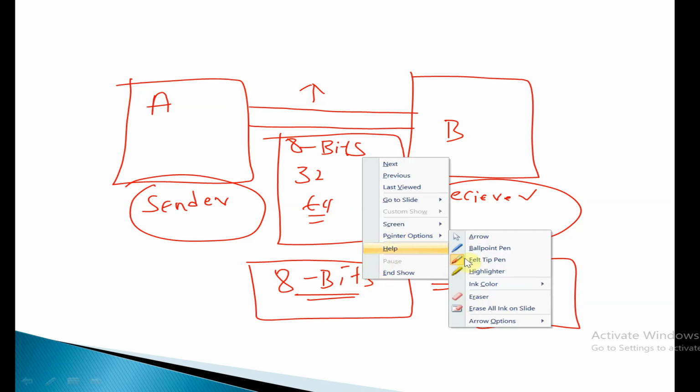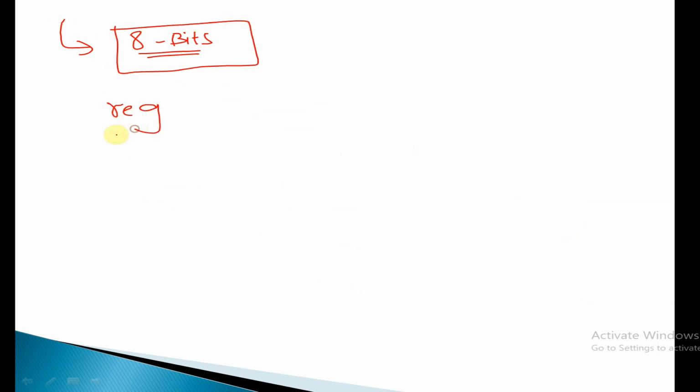Let's say our requirement is that we want to store 8 bits of data. Now what data type are we going to use? Reg data type. So we are going to use the keyword reg.